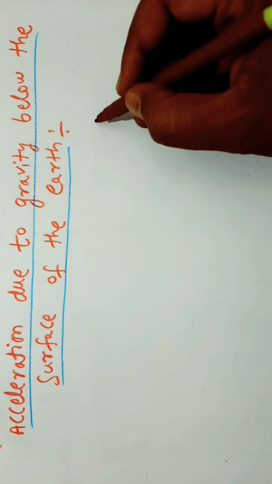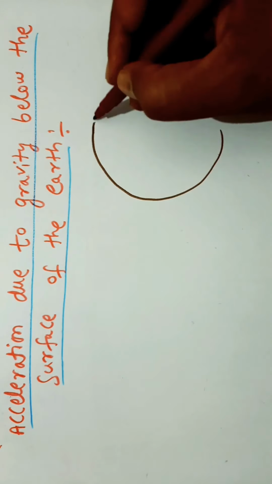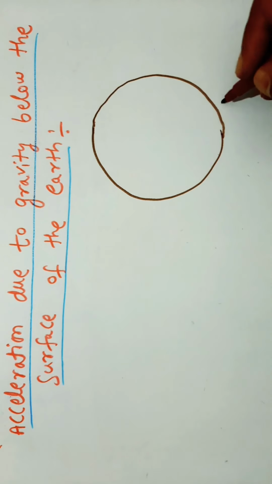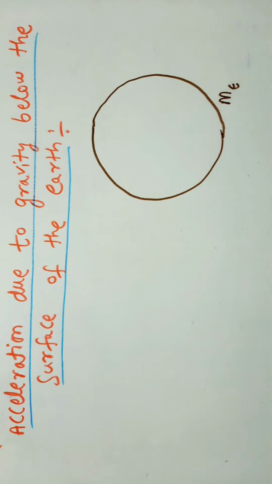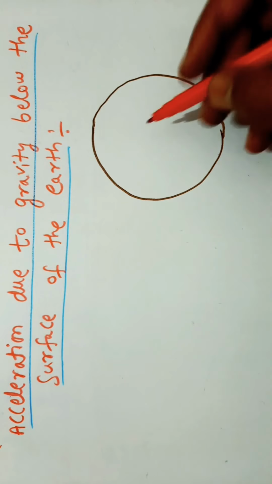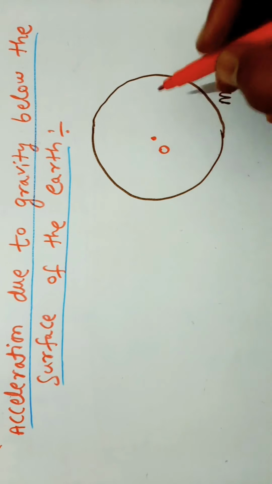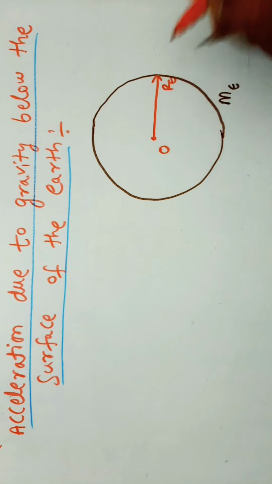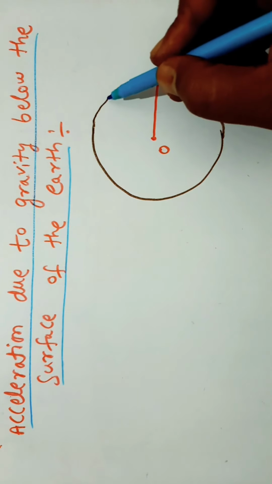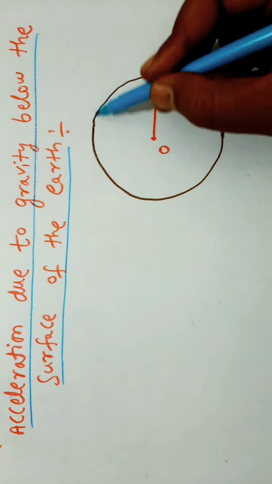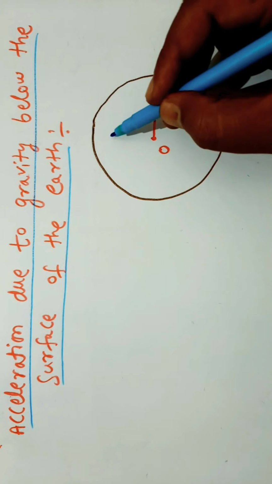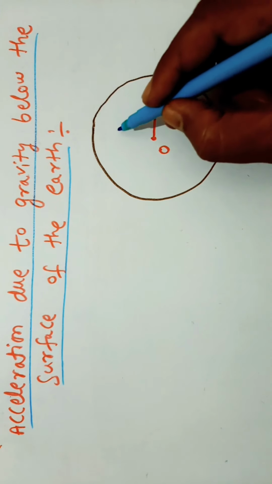Here I am taking the earth. Mass of this earth is ME. Here it is the center. Radius of the earth is RE. So here we have to find acceleration due to gravity below the surface of the earth. So at depth D, here I am taking a sphere.